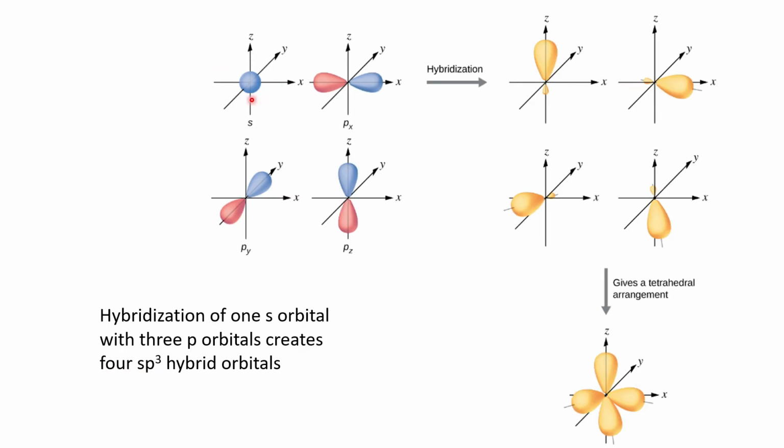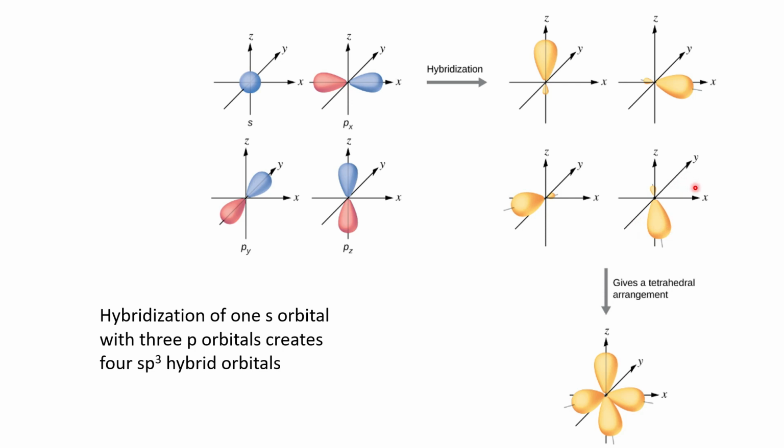Now let's see what happens when we mix our s orbital with all 3 p orbitals. Here is our s orbital, and again we have px, py, and pz. These are all 3 of our different p orbitals. Just like before, our number of orbitals is conserved. So we have mixed 1, 2, 3, 4 atomic orbitals, and we are going to get 1, 2, 3, 4 hybrid orbitals. You can see these hybrid orbitals are oriented along different axes here.